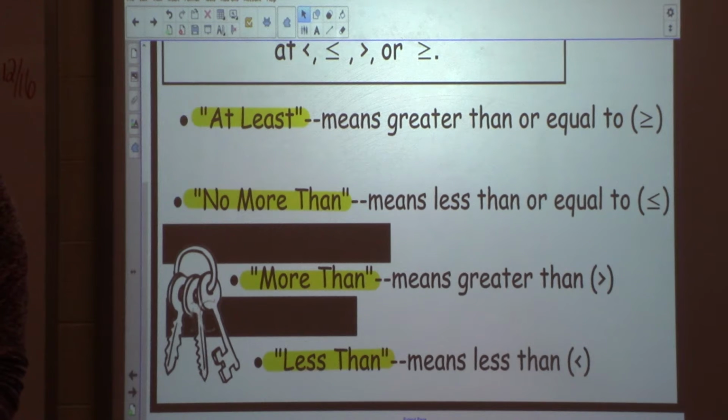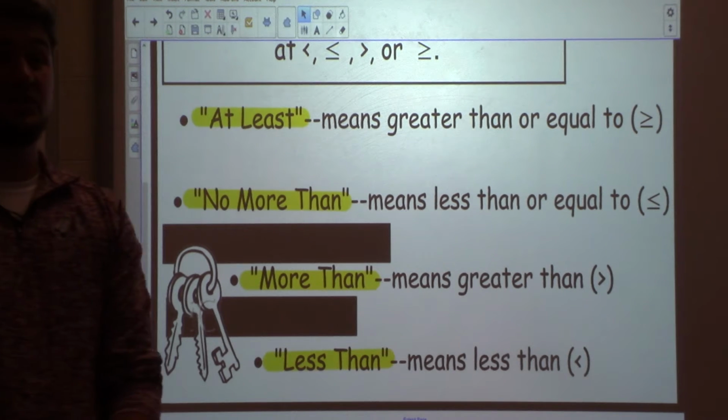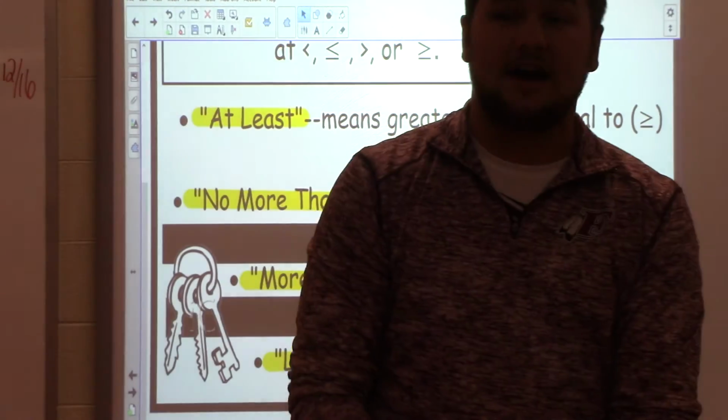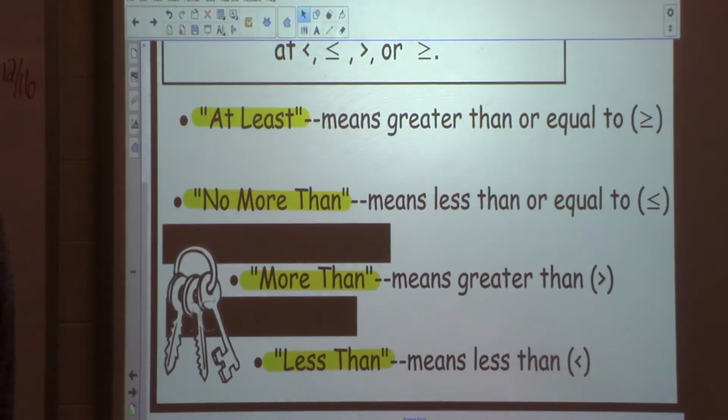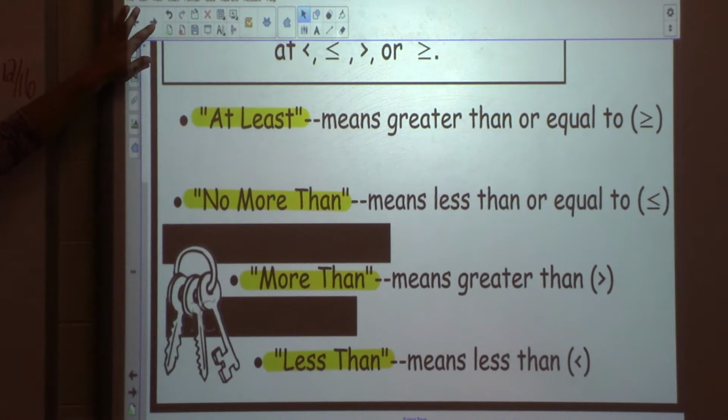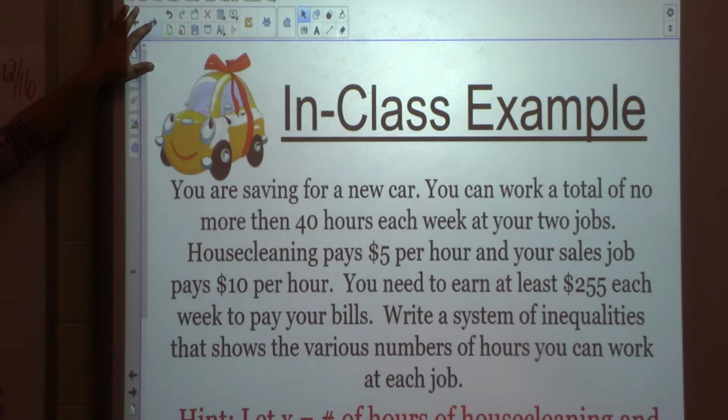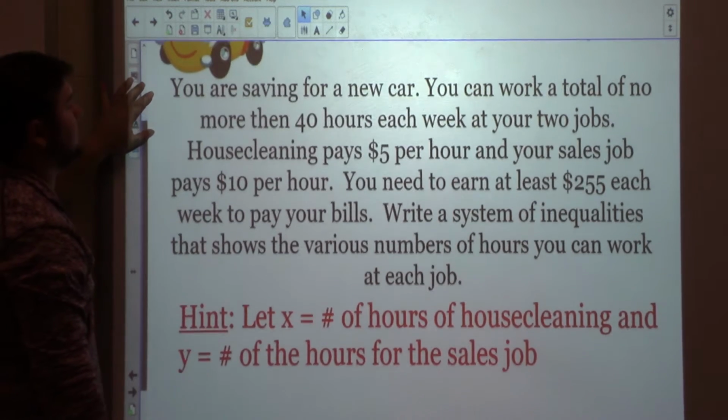Okay? We may also ask you what's a solution to a certain graph of a system. You need to know that the double shaded area is what we're looking for. Alright, do we all have that down? Sweet. So, let's look at our first example in class.